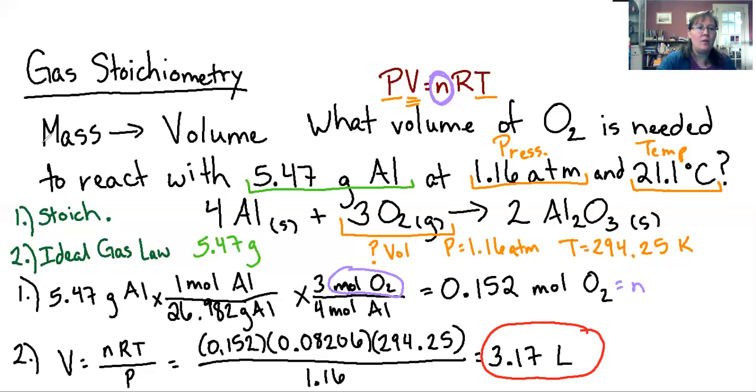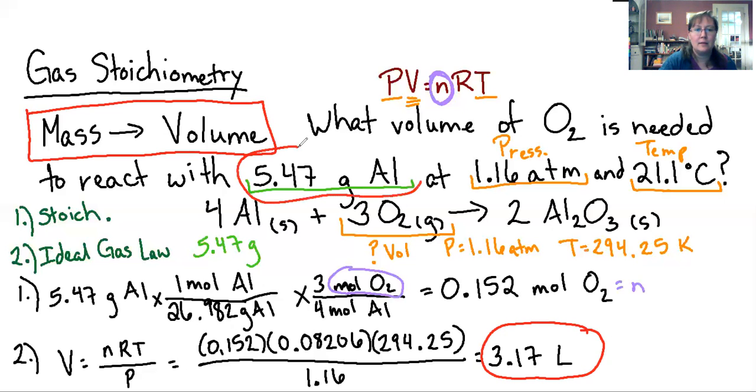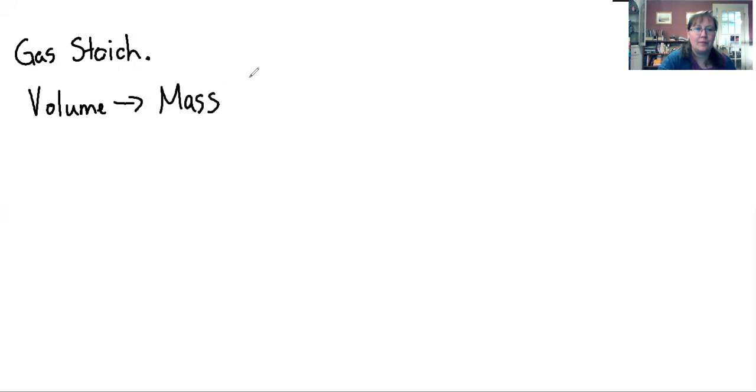So this was how we do a mass to volume stoichiometry, and that means that our given is a mass, and we're looking for a volume. All right, so now let's take a look at another case. In our second case of gas stoichiometry, we're going to have volume to mass.